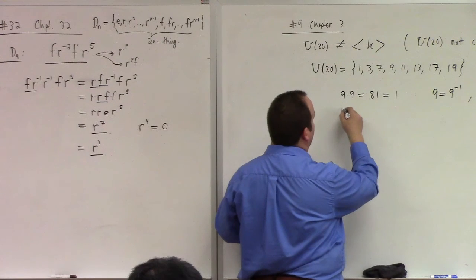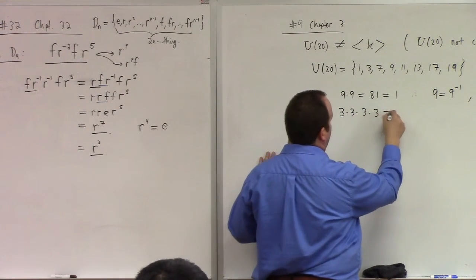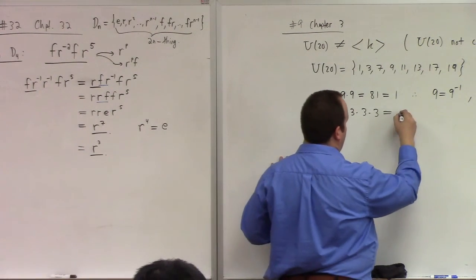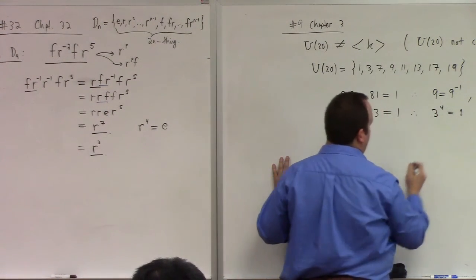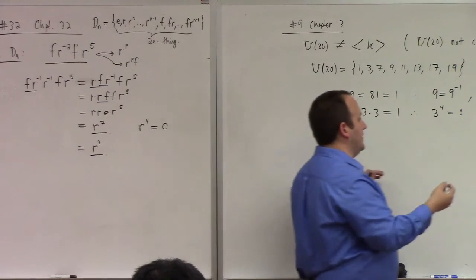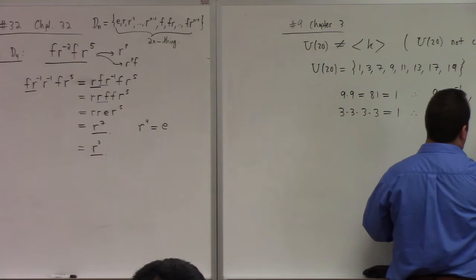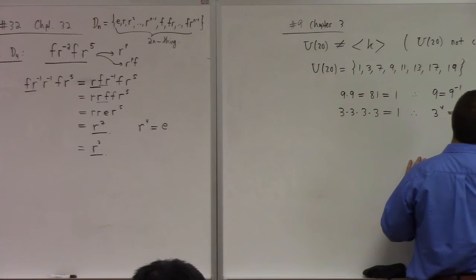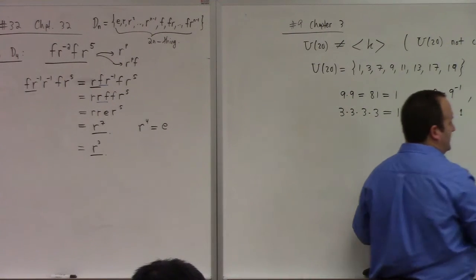How about 3? Well, 3 times 3 times 3 times 3 is equal to 9 times 9, right? So 3 to the 4 is 1. There's a theorem, which, by the way, says that the order of a subgroup is the order of the element. I don't know if I proved that yet. I have to do some soul searching about that, but it is true.